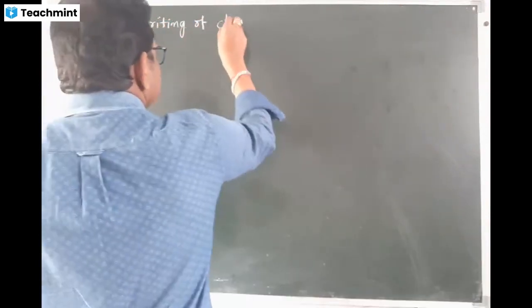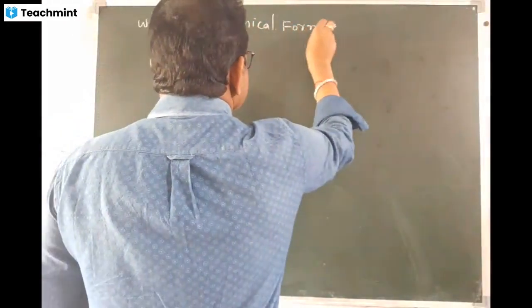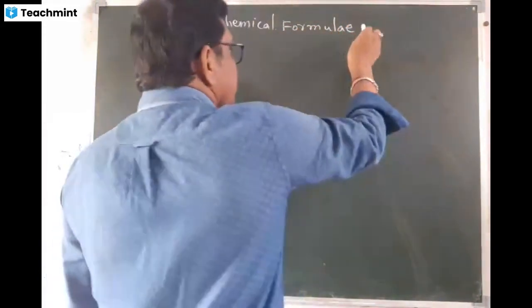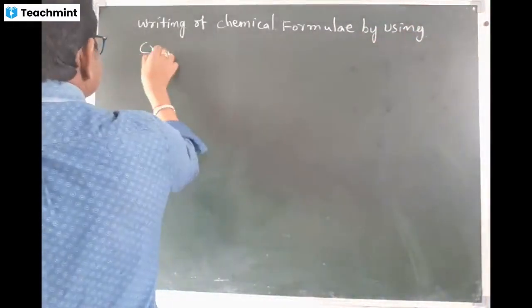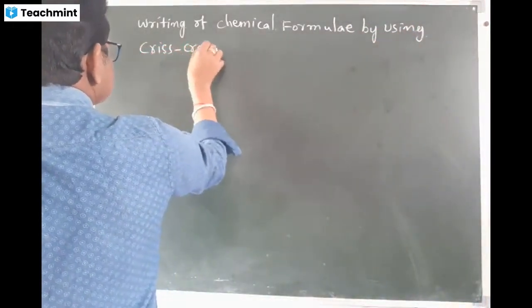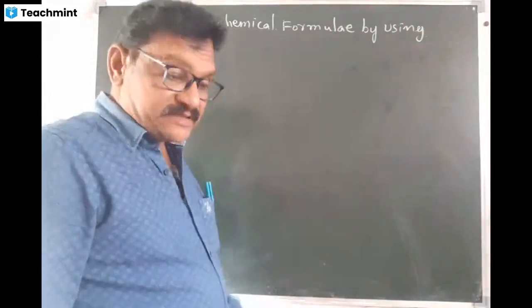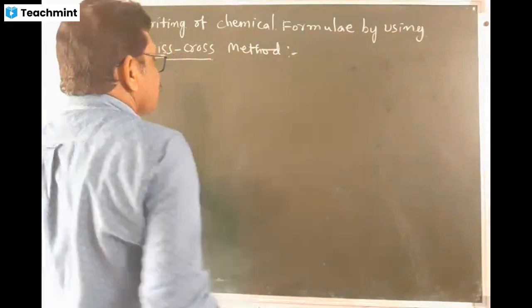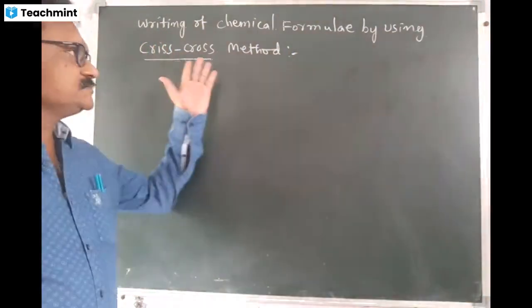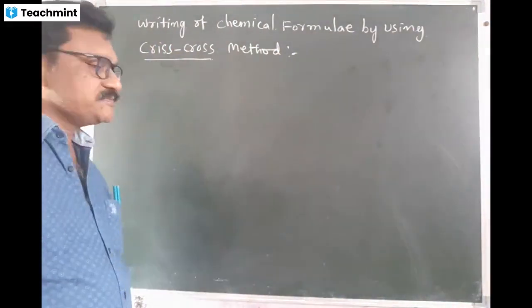Writing of chemical formulas by using the crisscross method. Actually, it is the level of the 9th chapter. Okay, so this is our heading. Keep this heading: Writing of chemical formulas by using the crisscross method.